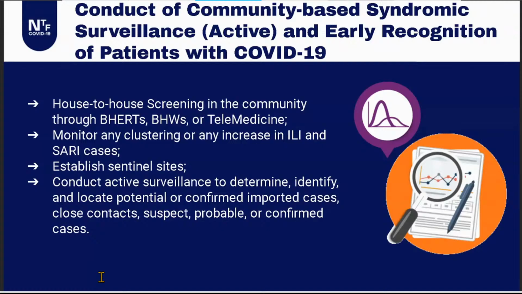This is also our search for suspect and probable cases. This includes the house-to-house monitoring done by our barangay health workers and BHERT teams. So aside from identifying cases through contact tracing, there are several ways of identifying cases through surveillance. Let us go through them one by one. Number one is we utilize our knowledge of the clinical presentation of COVID-19.